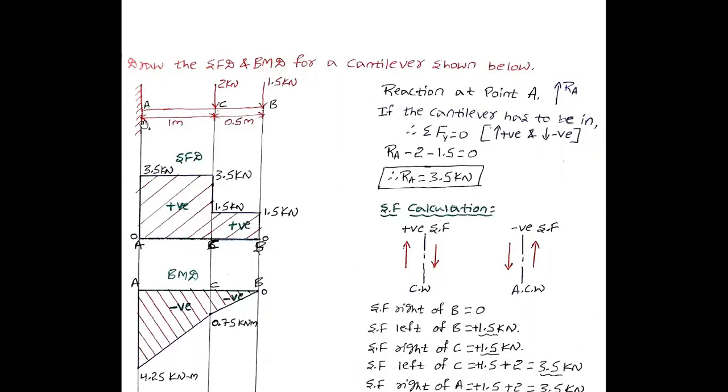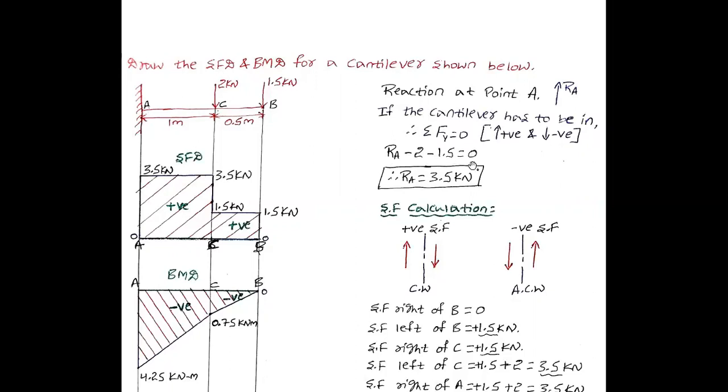Here, the reaction from the cantilever at point A will be opposite. That is, upward direction I have taken. If the cantilever has to be in equilibrium, then the summation of vertical forces is equal to 0. In this case, I have taken upward as positive, downward as negative. RA is acting upward, take it as positive. 2 kilonewton and 1.5 kilonewton are acting downward. Both the values take as negative. Add these things. Minus 2 minus 1.5 will be minus 3.5.